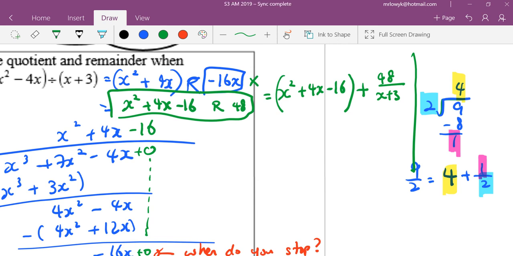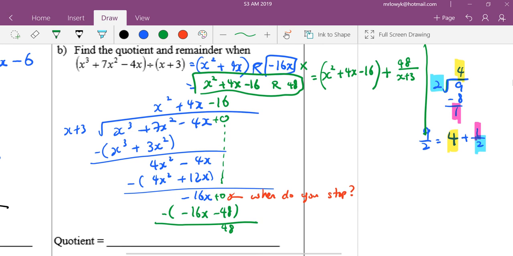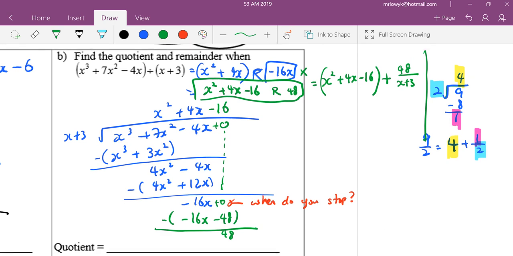Don't understand? Wait, I answer Rachel's question later. Everyone understand how I get the answer plus remainder over divisor? Do you follow the pattern? So this is the quotient plus remainder over divisor. Do you understand the pattern? Go back to 9 over 2. You know it's 4.5, right? How to get 4.5? 4 plus remainder over divisor, right?